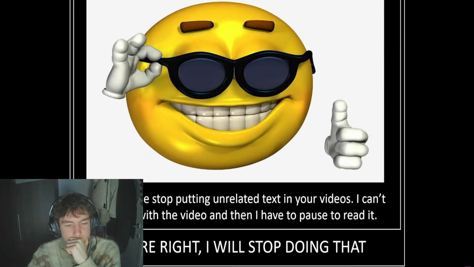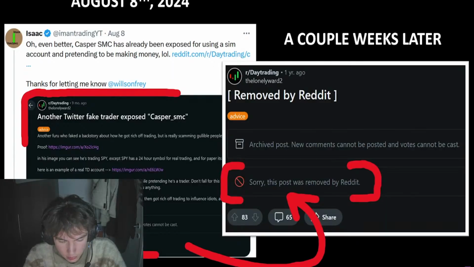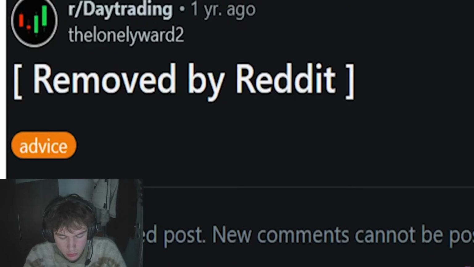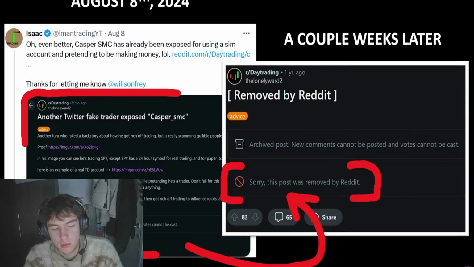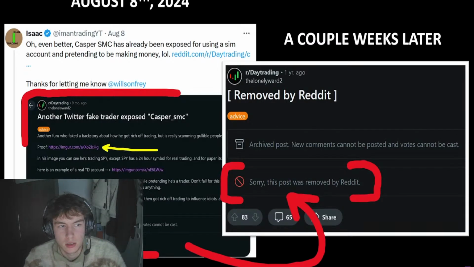Now, I'm no conspiracy theorist, because the ones I believe are true, but what a crazy coincidence that the Reddit post exposing Casper SMC was mysteriously removed by Reddit after it got some attention. Oh no, now it's gone forever. Haha, just kidding. I got everything by manually typing in these links. But let's slow down for a sec.